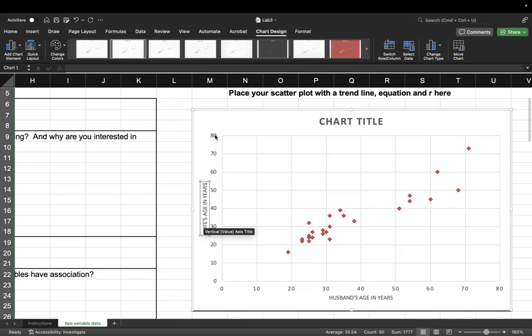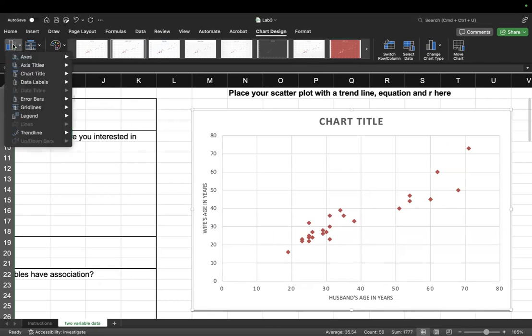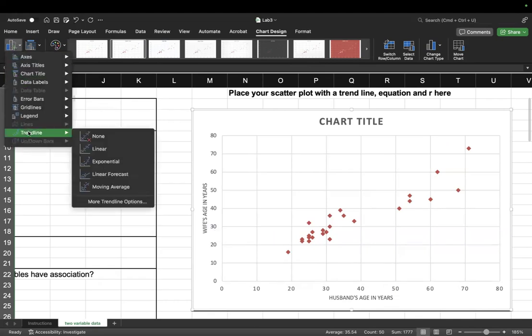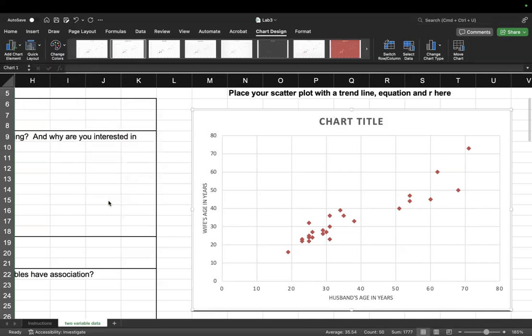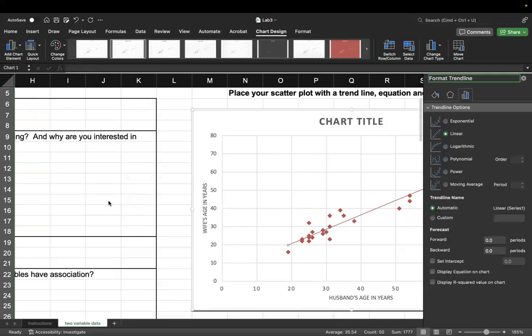Okay, there we go. Now the next thing we're going to add: click on Add Chart Element, go down to Trend Lines, and click on More Trend Line Options, because we're going to need other stuff. I want my trend line to be linear. I can't make the bar on the side bigger. For some reason I can make this bigger, but not this. You want linear, even if your data isn't linear.